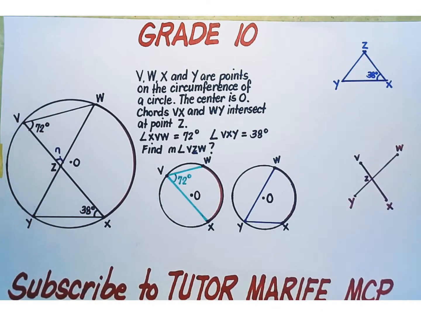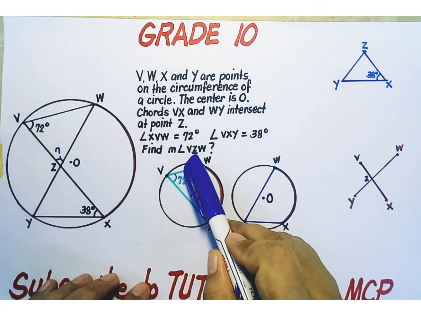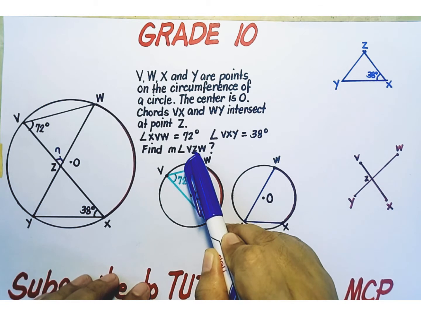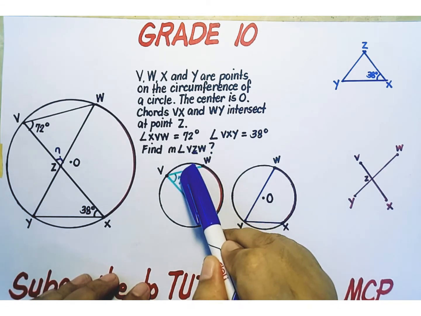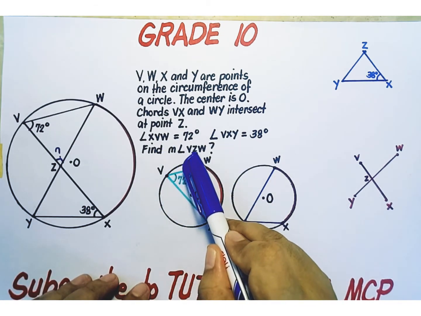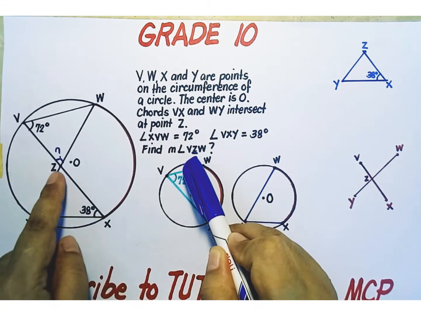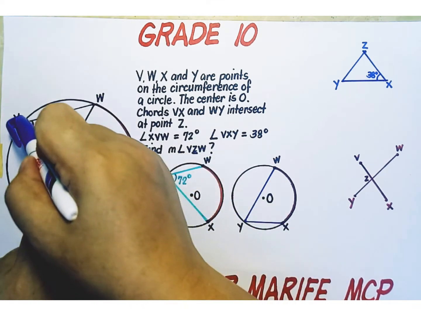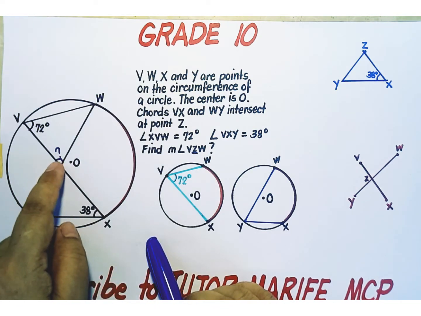First, recall naming an angle. When naming an angle using three letters, the middle letter is always the vertex of the angle. The other two letters are points on each side of the angle. We are required to find the measure of angle VZW. Z is the middle letter, therefore this is the vertex of the angle, and these points are on each side of the angle. Therefore, this is the angle that we need to look for.